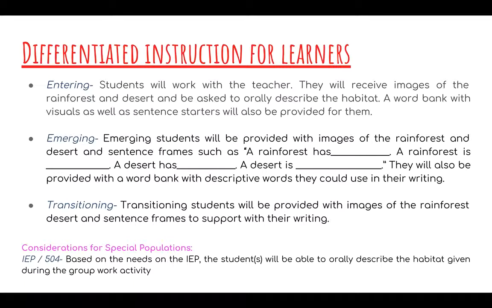Our emerging students will be provided with images of the rainforest and desert and sentence frames such as, a rainforest has blank, a rainforest is blank, a desert has blank, a desert is blank. They will also be provided with a word bank with descriptive words they could use in their writing. Our transitioning students will be provided with images of the rainforest and desert and sentence frames to support with their writing. To consider our special populations, based on the needs of the IEP, the students will be able to orally describe the habitat given during the group work activity.